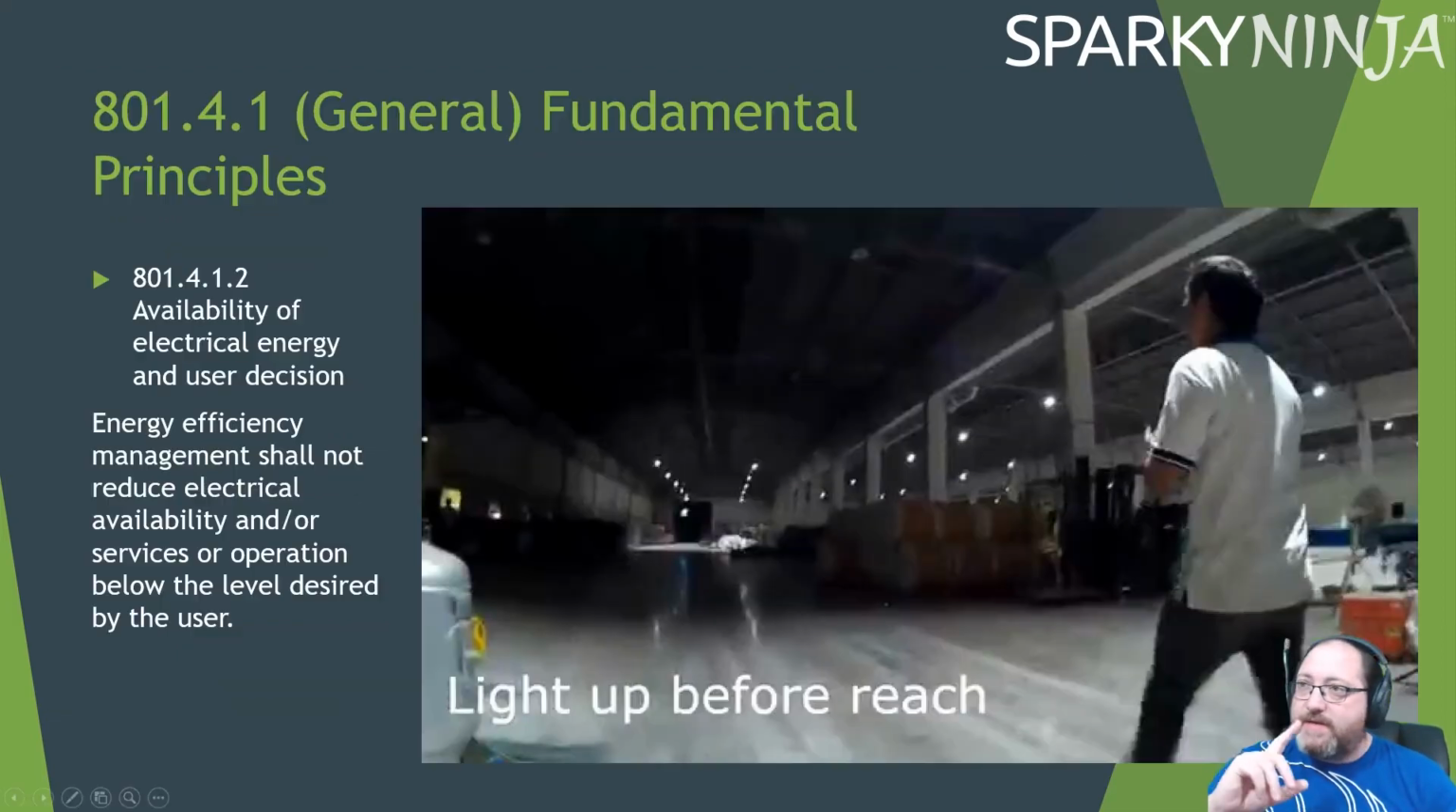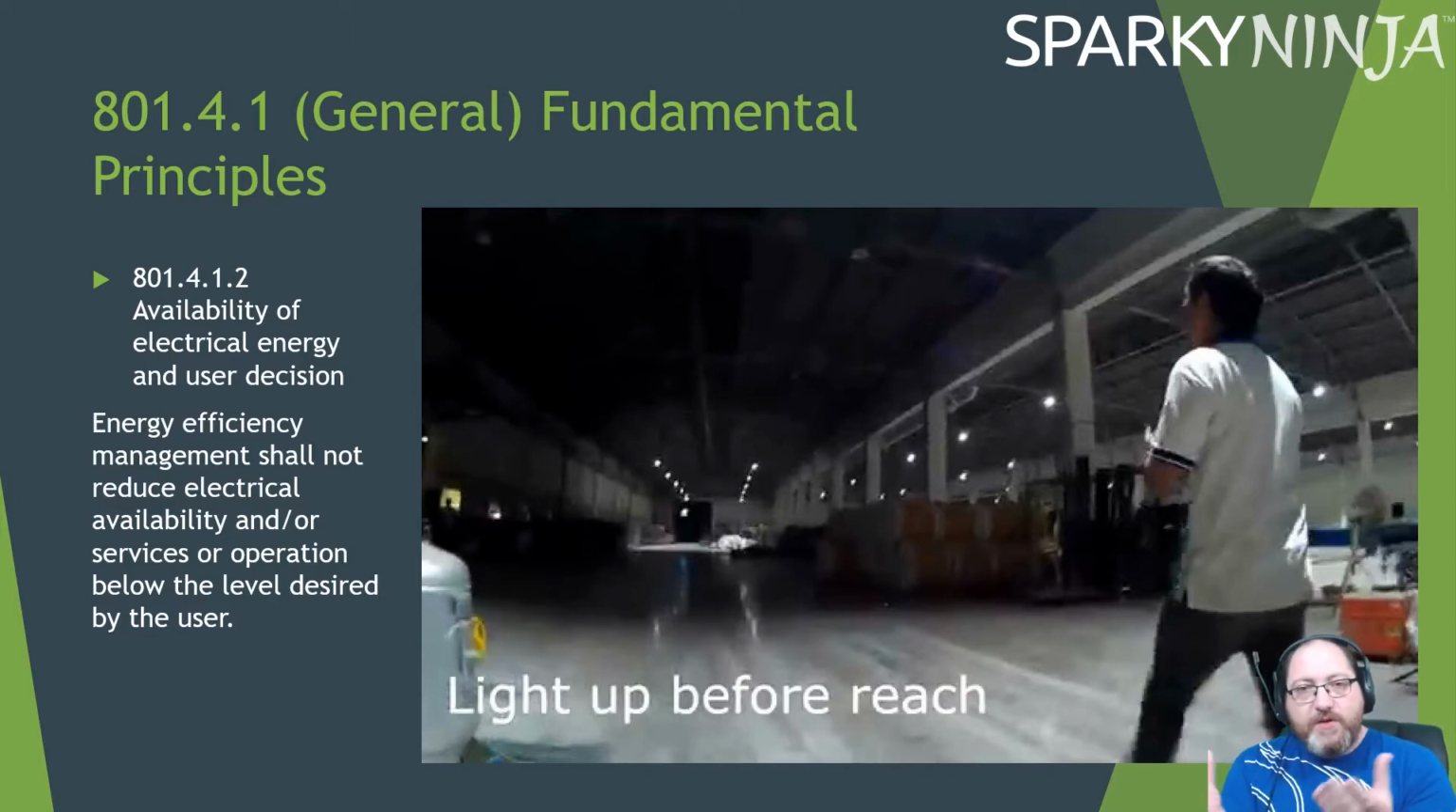Another thing, and this is interesting, is 801.412, availability of electrical energy under user decision. The efficiency management shall not reduce electrical availability and/or services or operation below the level desired by the user. So if you decided to supply them with a low amount of power because of energy efficiency, the user shouldn't be penalized, or they should be able to draw the power that they need at the time. It shouldn't incapacitate the user.